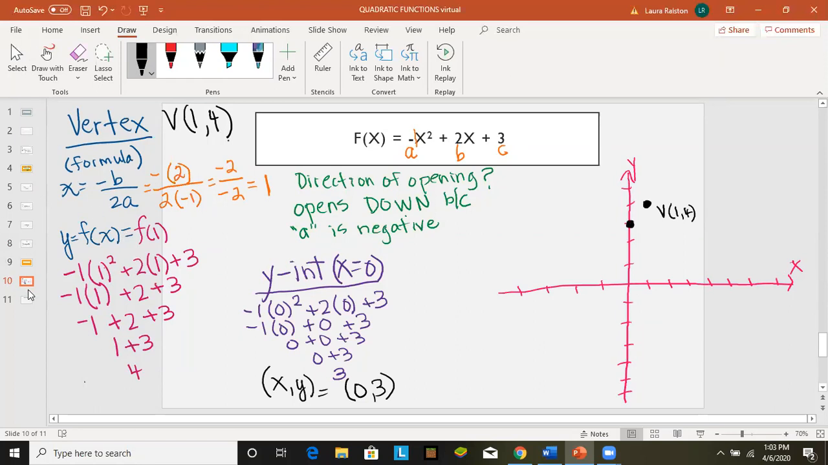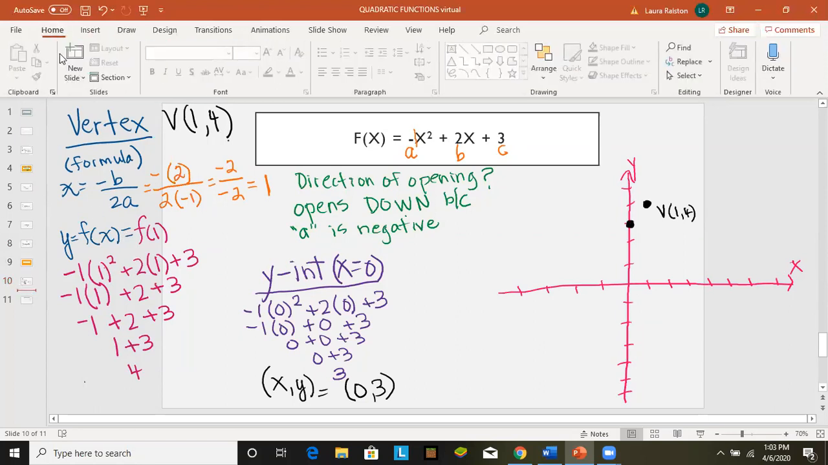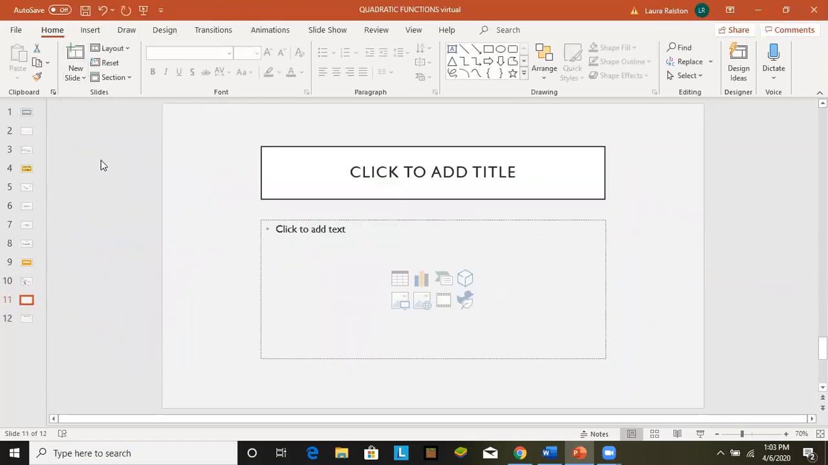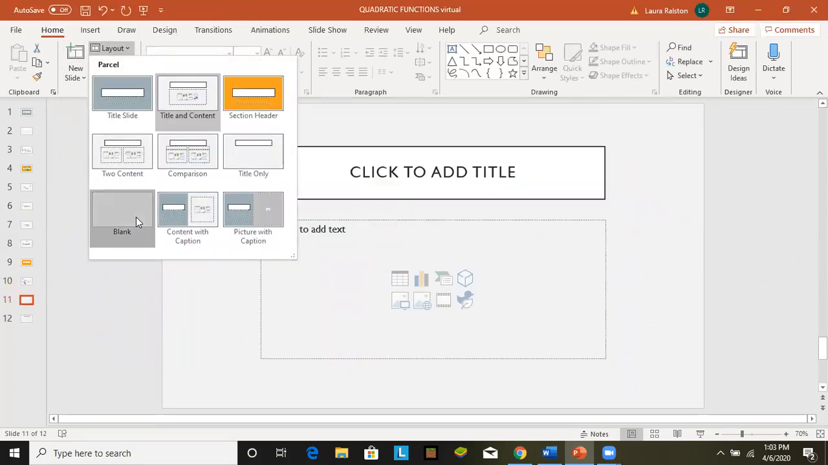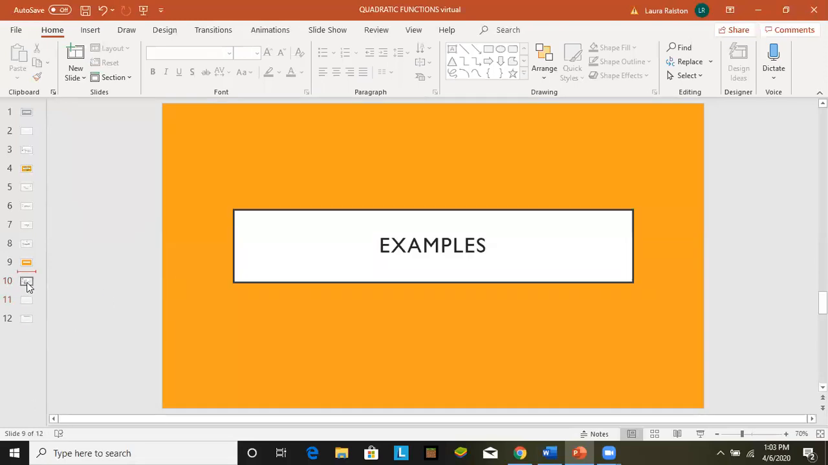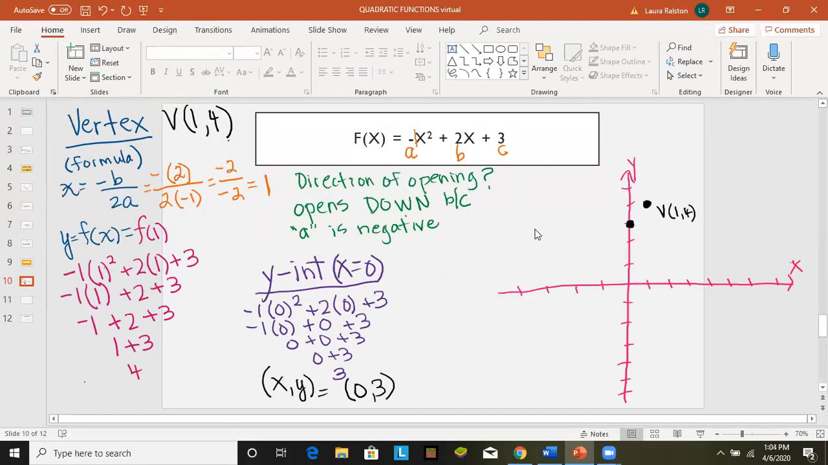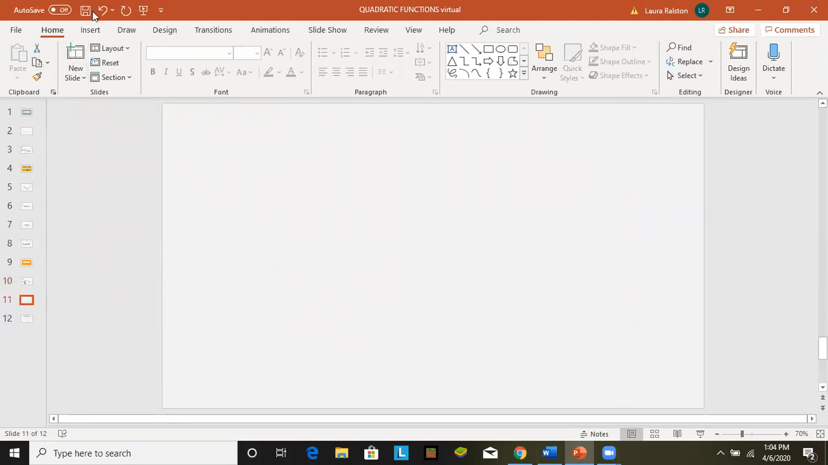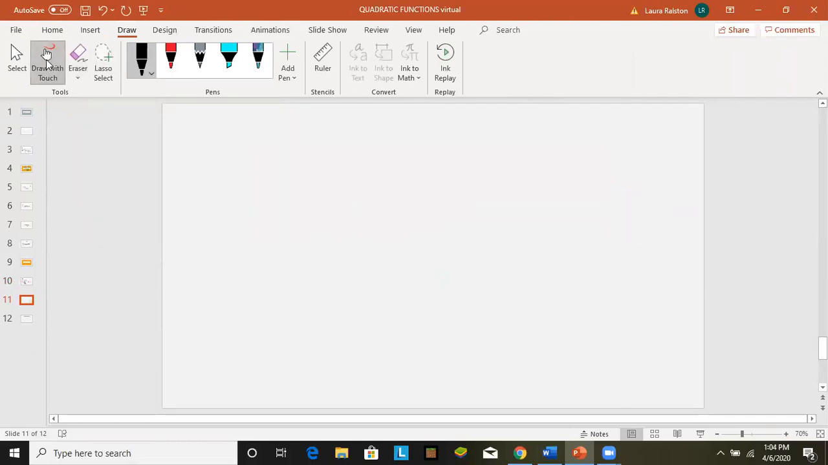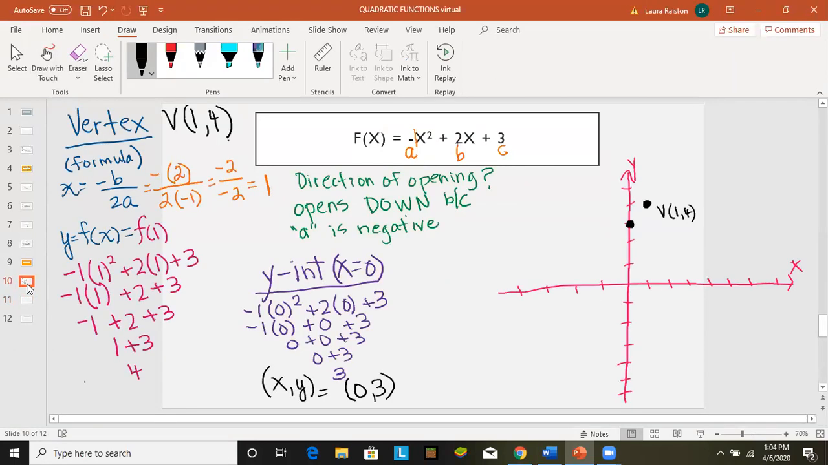The last piece that I need, and let me see if I can insert an extra slide here so we have some space. Okay, so still looking at this example, I don't have room to do my x-intercepts here, so I'm going to go on to the other slide. Let me write down my function again. Okay, so my function is f of x equals the opposite of x squared plus 2x plus 3.